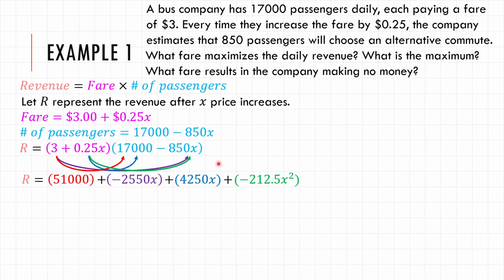So when I add all of these up, I'll get the revenue is equal to negative 212.5x squared, right? That is the only x squared term that I have. And as I combine my two like terms, I'll get 1700x plus my constant 51,000. And notice I reorganized my terms in descending order by degree. So this is x squared, x to the power of 1, and my constant, of course, at the end.